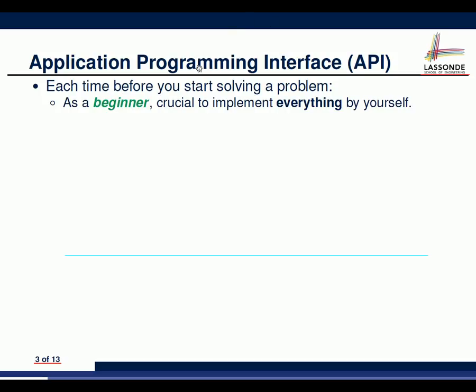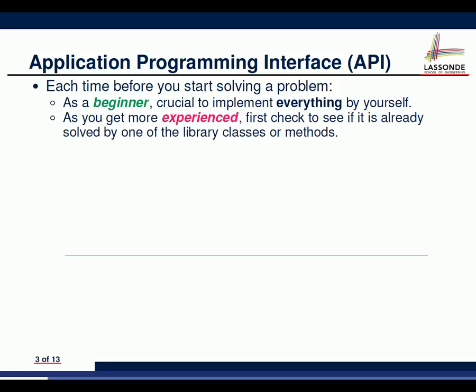Each time before you start solving a problem, as a beginner, we say you have to implement everything from scratch. But now for this particular lecture, once you get more experience, I think you are experienced enough up to this point. What you really want to do is, before you implement anything, check to see if it is already solved in the library that's provided by Java. Okay? If you actually program in Python or C#, for example, they also got their own libraries. So Java is just one example.